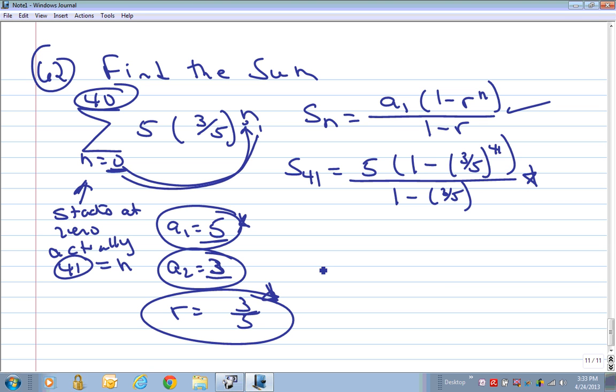And then you're going to be really careful. There's a lot of mistakes made on this test by operator error on your calculator, so be very, very, very careful. If you put this in the calculator, you're going to have to put it in with those parentheses. You're going to put 1 minus parentheses 3/5 raised to the 41st power, and then I would enter. Then I would multiply by 5. And then I would divide by 1 minus 3/5, with parentheses again. And so you're going to have to practice this in the calculator. Make sure you're getting the correct answer out of your calculator. It's going to be approximately 12.5.